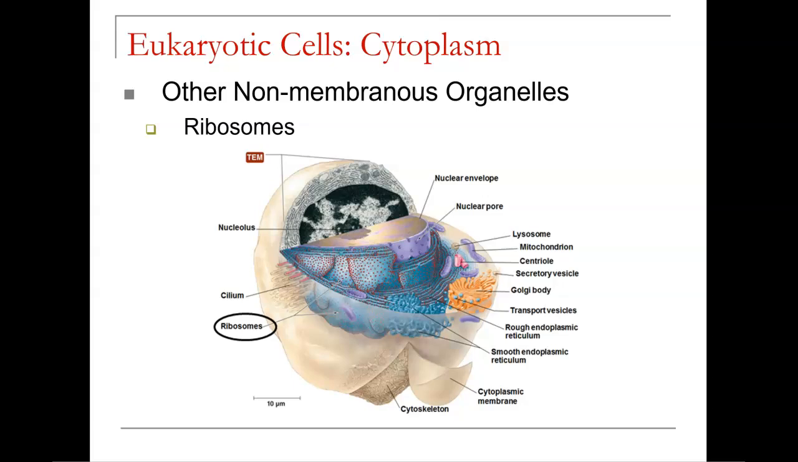So, some other non-membranous organelles. You have your ribosomes, of course. That's going to be found within the cytosol as well as attached to membranes of the endoplasmic reticulum. That's what gives the endoplasmic reticulum its name for the rough ER, because it looks rough and bumpy because of all those ribosomes that are attached. Now, they are a site of protein synthesis. So that's where all of your proteins are going to be brought to be made.